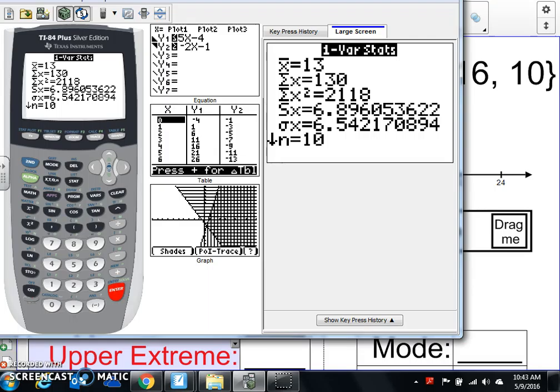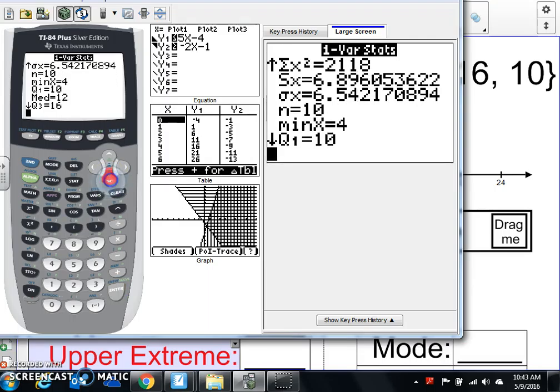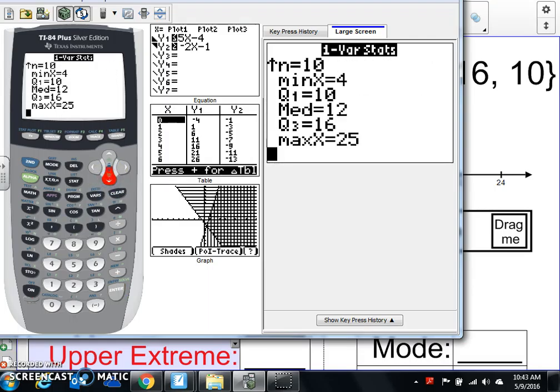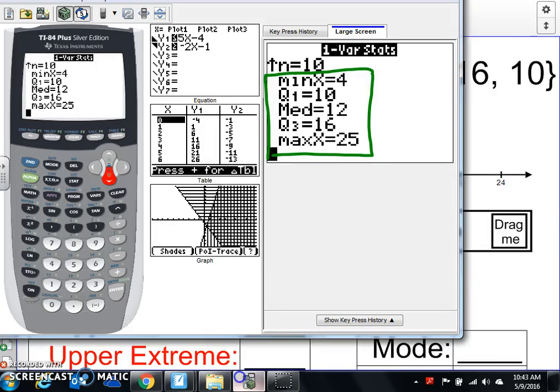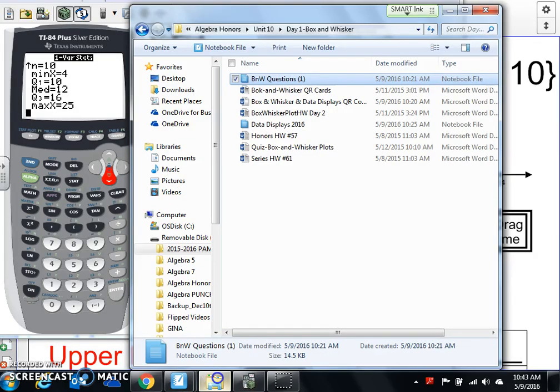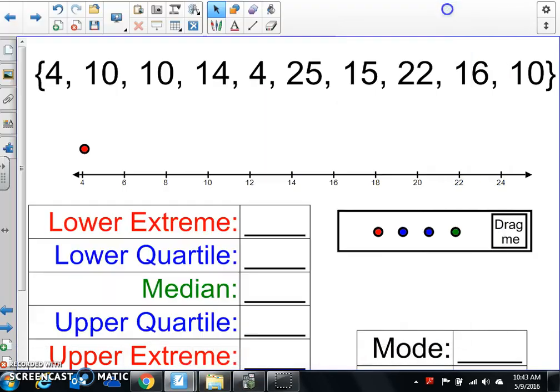And all these things come up that you're like, what? If you scroll down all the way to the bottom, this is the only thing that we want to know right now. Okay? So our minimum is 4. So I can go ahead and grab this. Our minimum is at 4. And that makes sense, right? 4 was our smallest point. Our max is at 25, which would be over here.